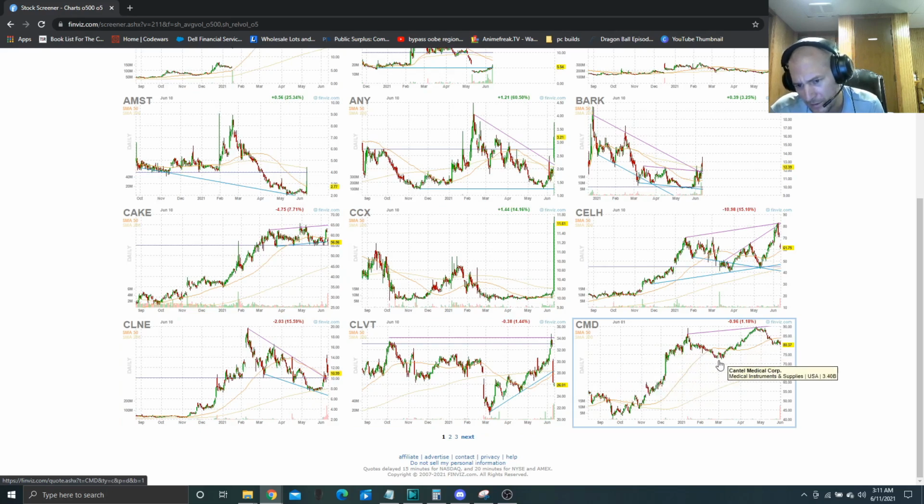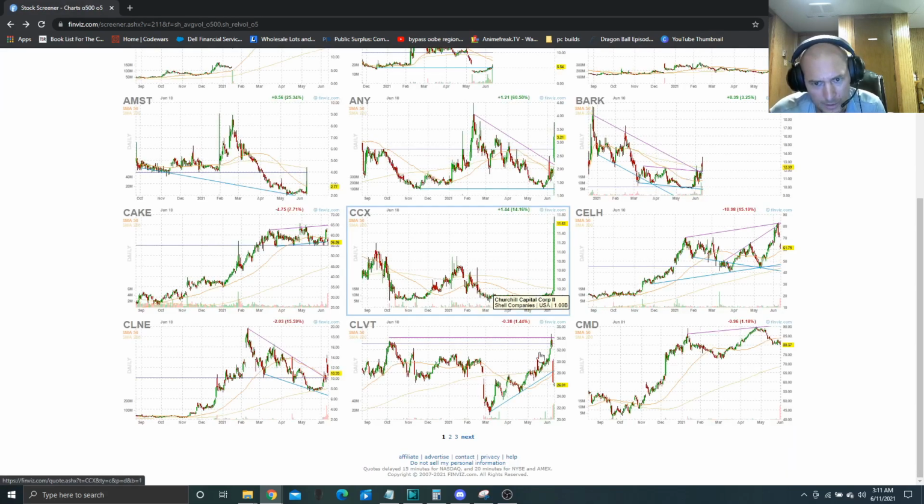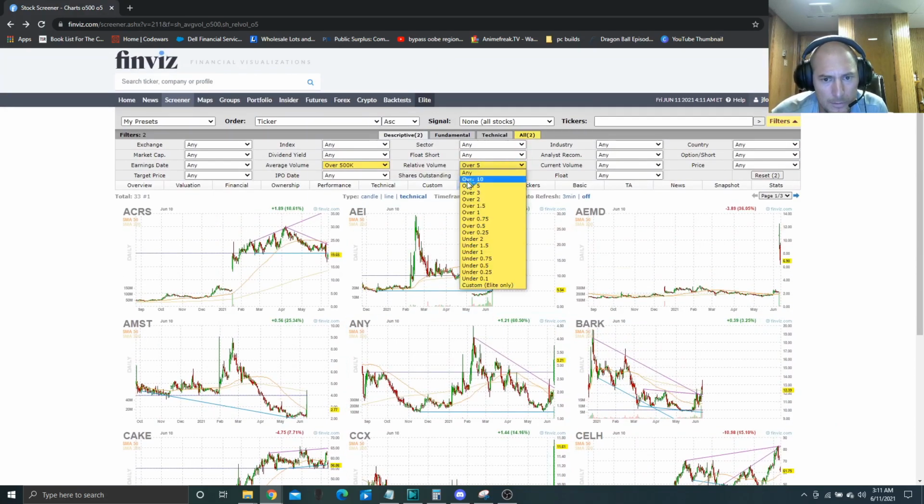But sometimes you'll find stuff like this CMD here. If you click that, you'll note this is a huge, huge volume spike, and there's no movement here. So this is something you can add to your watch list, because if it hasn't moved yet, it's very likely going to move soon. And of course you can change this to 2 or 1 or anything. Like for breakouts, sometimes you want to do over 1.5.